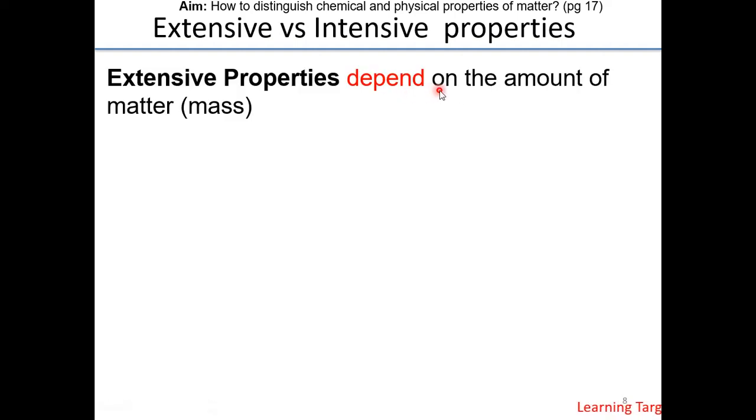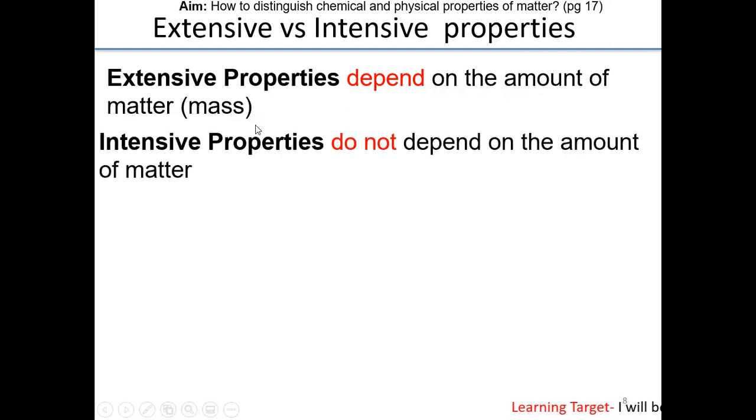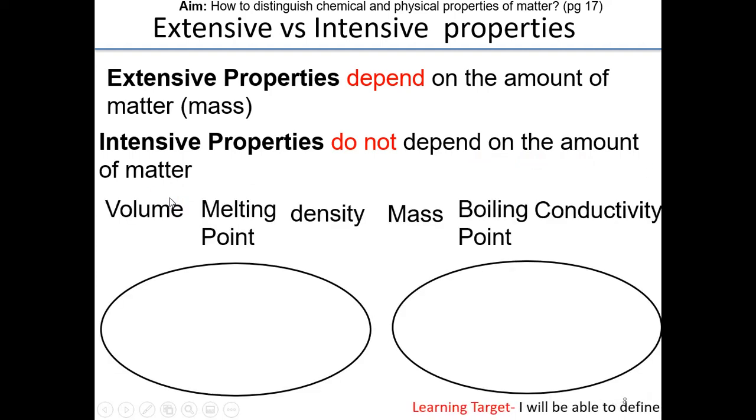So there's two types of properties, extensive and intensive. Extensive depends on the amount of matter or mass. Intensive is the opposite, do not depend on the amount of matter. So here we have some properties. I want you to organize by extensive and intensive. Okay? So pause the video, try to do it yourself, and resume once you're done.